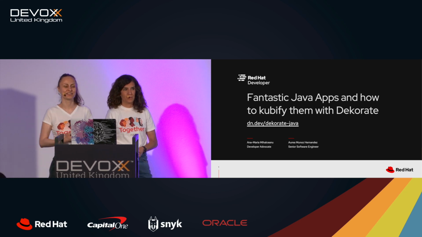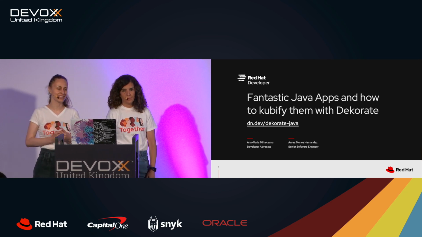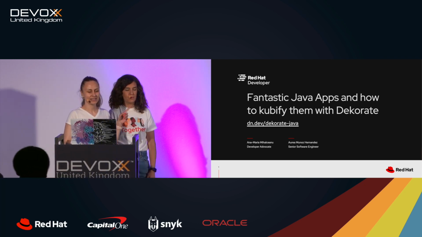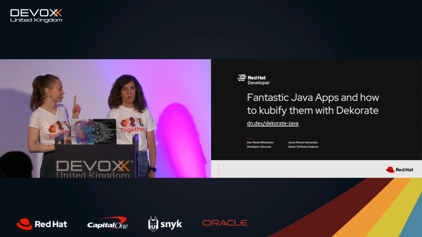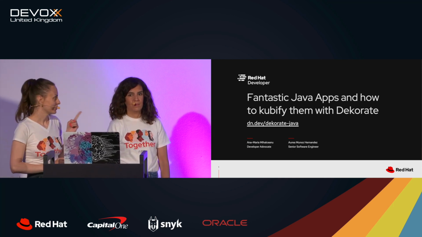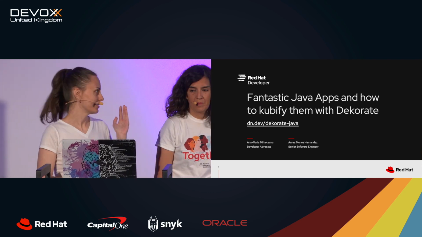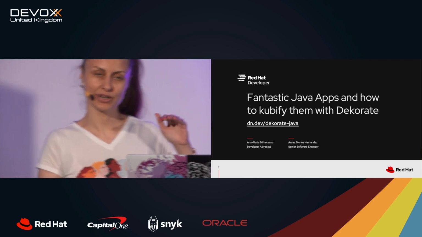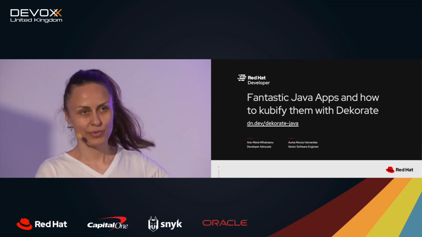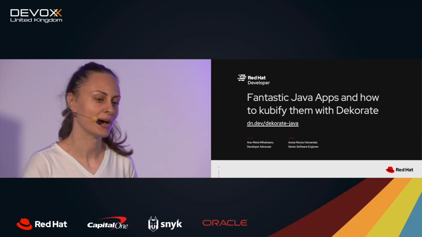Welcome to Fantastic Java Apps and How to Kubify Them with Dekorate. The place where you find the slides is dn.dev/dekorate-java. You can download them from there. And also at the end, we're going to share the location of our code. It's present in the slides, but we're going to share a QR code with that one as well.